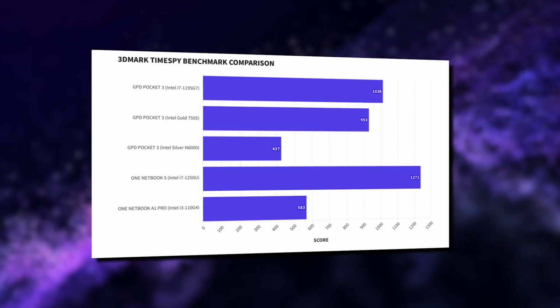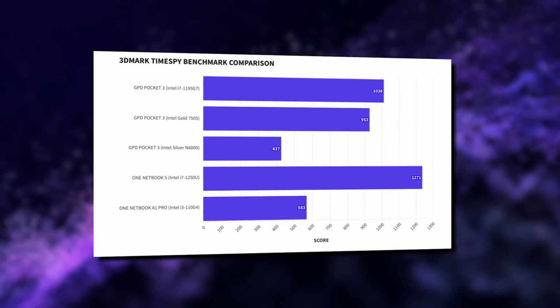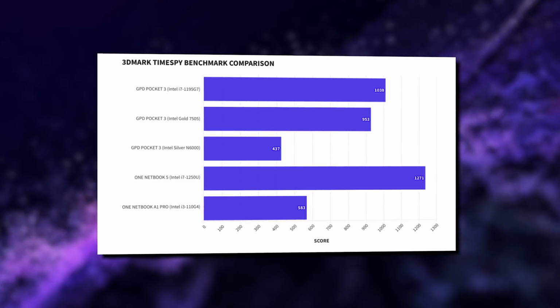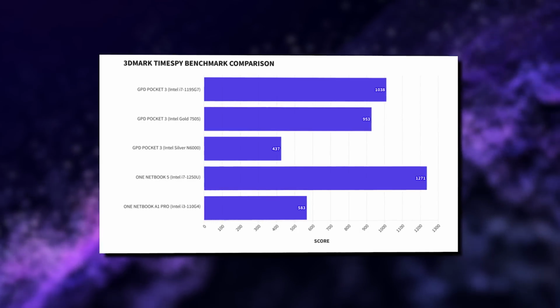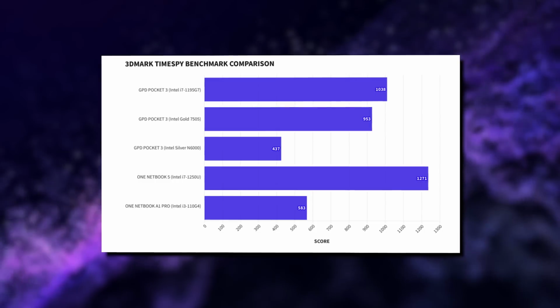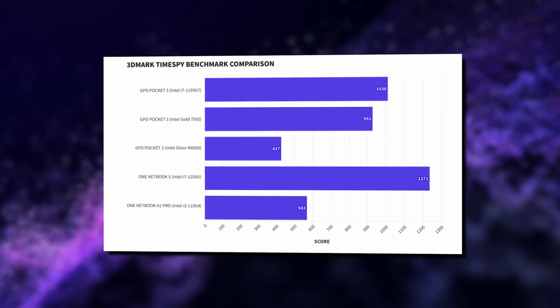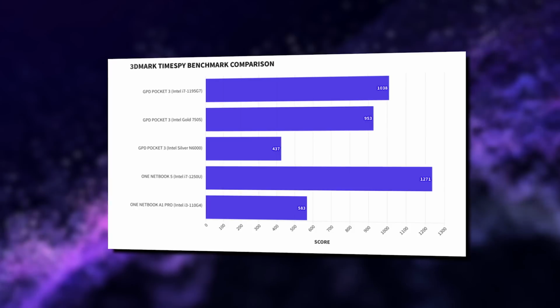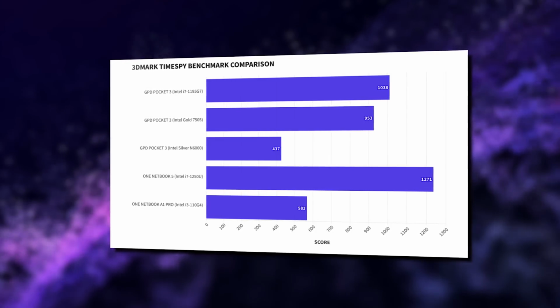Whilst these mini laptops are not designed for gaming, they do have integrated GPUs. These are also used for tasks such as media decoding, up to image and video editing. In Time Spy, we got a very impressive score of 953, beating the N6000 and A1 Pro by a large amount. It even comes fairly close to the i7 model, which is impressive.